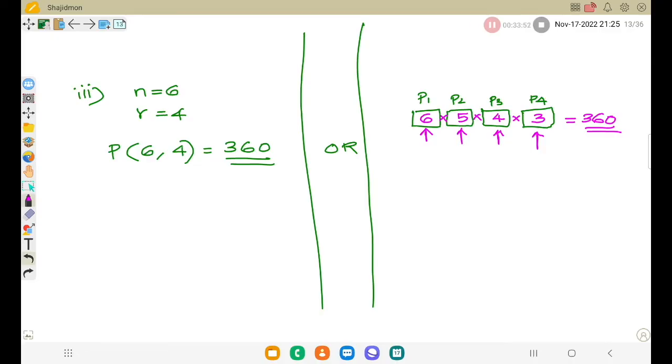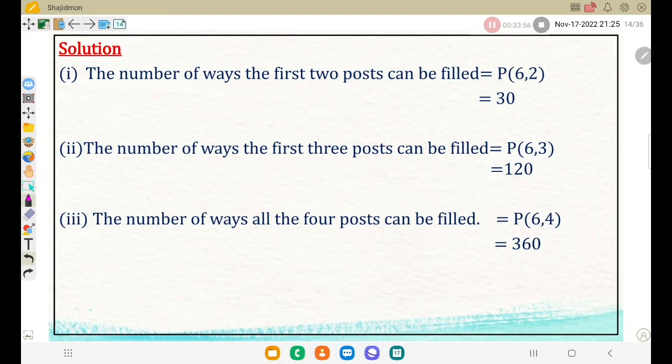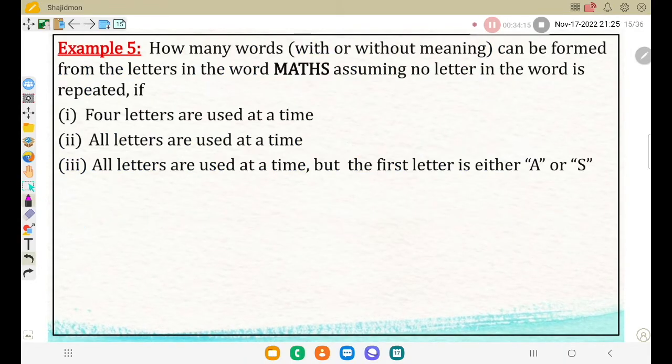I hope you understood. Now you can see the solution to the same question. First 2 posts means P62, first 3 posts means P63, and all 4 posts means 360. The same idea, I have given the answer here for your reference. Now we will go to example number 5.